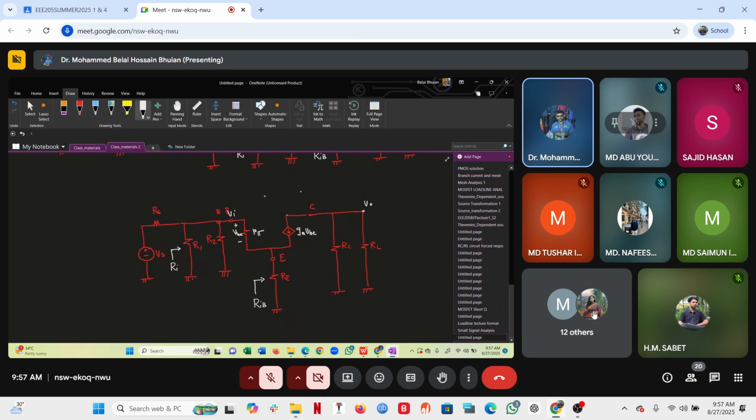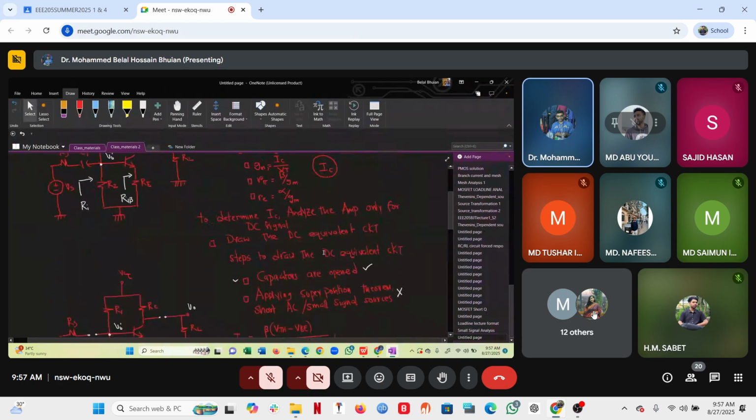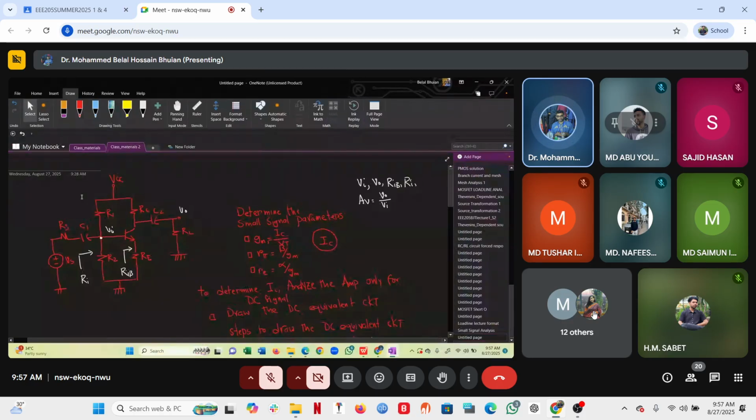So you see, we started from here. That is our amplifier, and we're instructed to analyze this amplifier only for small signal. So the steps that we followed: first of all, we determined the small signal parameters, which are GM, R pi, and RE.